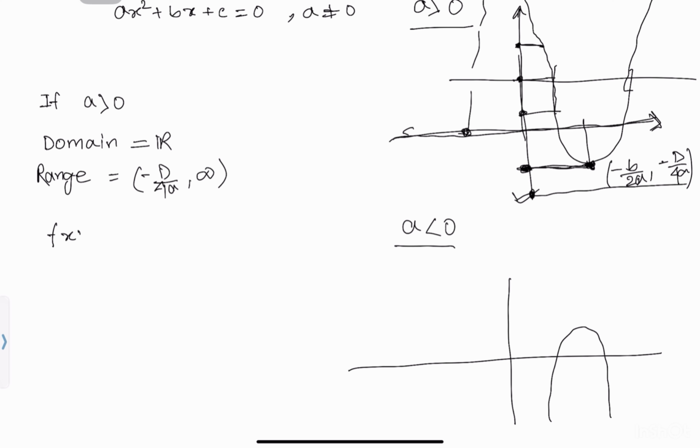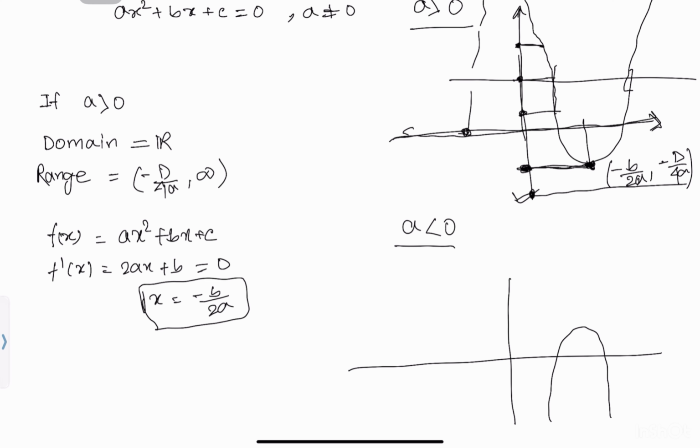Take f of x equal to ax square plus bx plus c. Then take derivative of this function, 2ax plus b. Make this one 0. Okay, so x value is what? Minus b by 2a. This tells us at the point x equal to minus b by 2a, the function gives you either maximum or minimum value. Okay, so at this point only your function is either minimum or maximum.